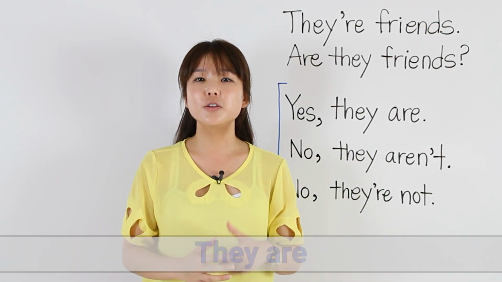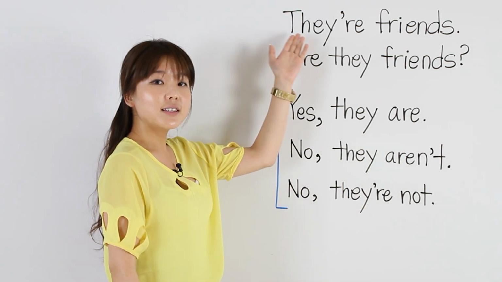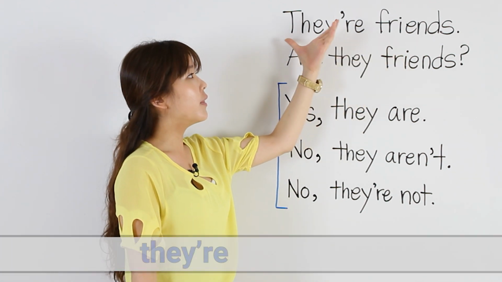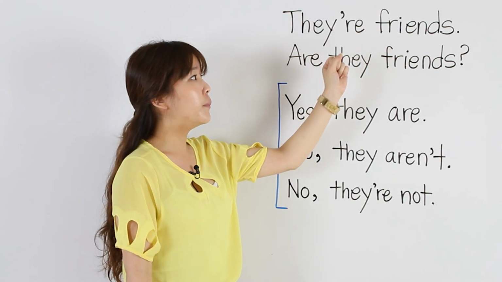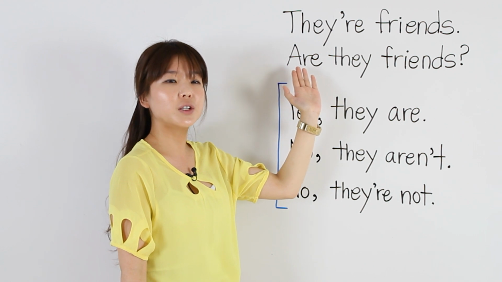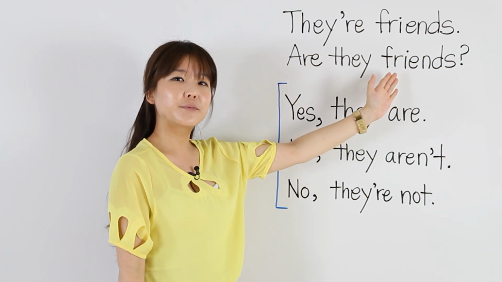Are we pro gamers? No, we aren't. Now we're moving on to they are in a question. The sentence on the board says they're friends. Remember, they're is a contraction for they are. The be verb are goes in the front of the question. Are they friends?